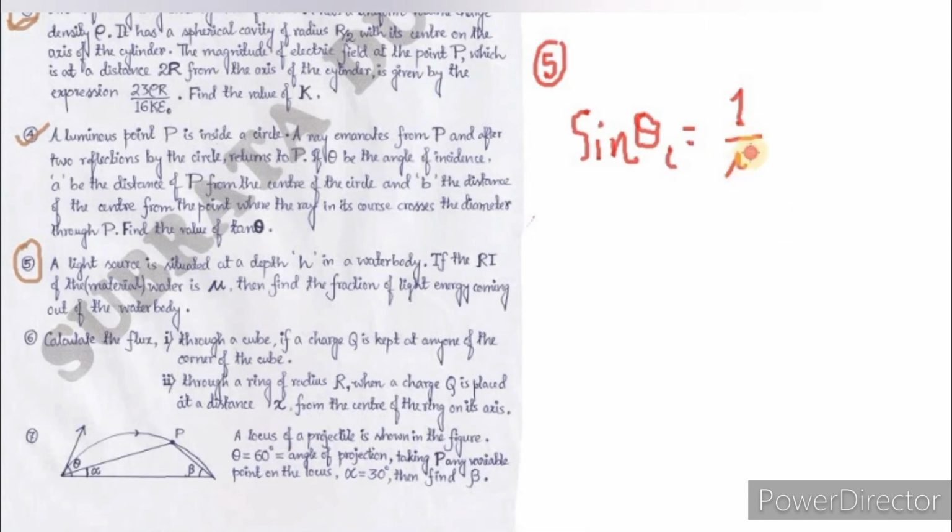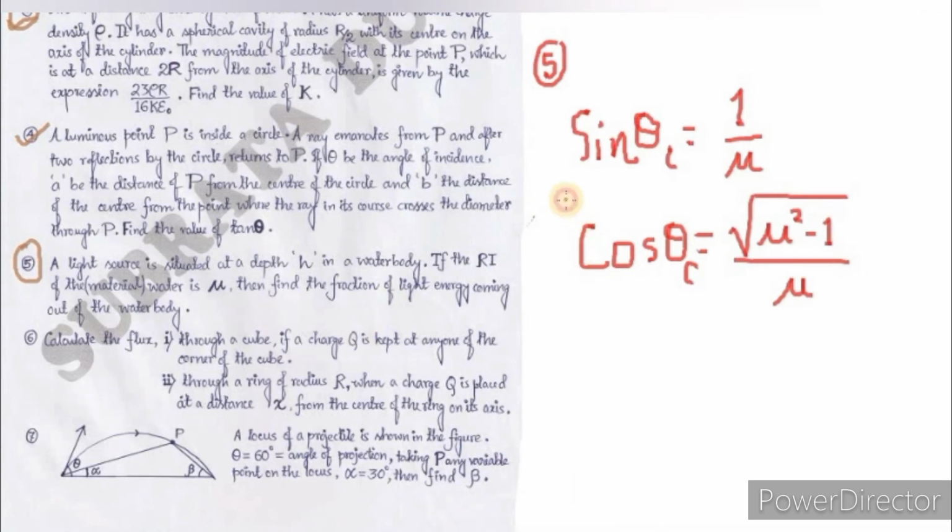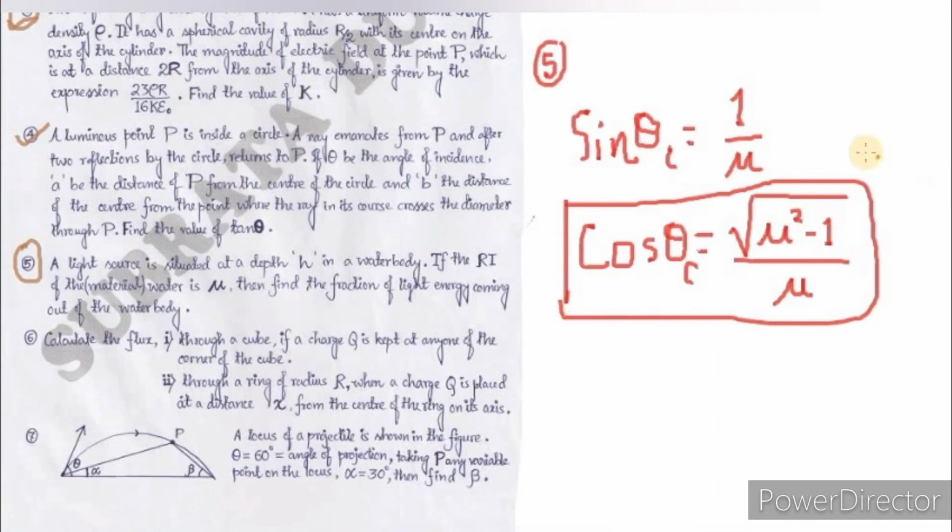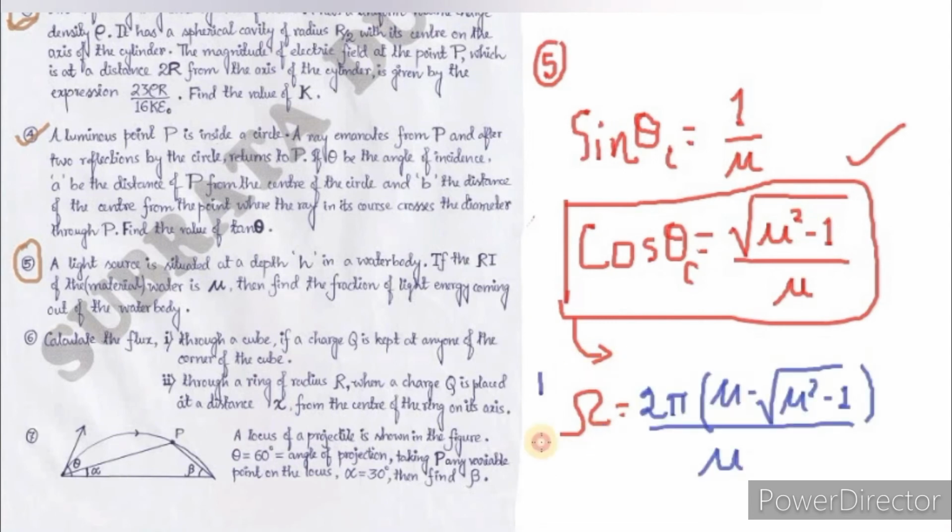So we had our sin theta c equals 1 by mu. Now we have to calculate cos theta c. As we know, to find the required solid angle, we need cos theta c. So putting this value of sin theta c, we are getting cos theta c equals root under mu square minus 1 by mu. Now we have to apply this result into the formula of solid angle, and we are getting the necessary light energy coming out through the solid angle.